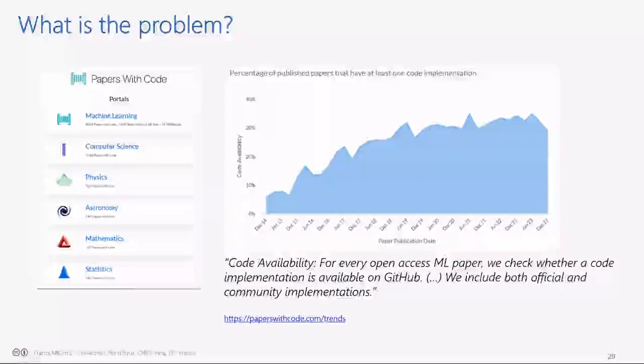The implementation might be either an official implementation, so coming from the authors, or a community implementation. And it shows that if you look, let's say, from 2019 to December 2023, so right now, it's been almost stable around 30%, which means that 70% of the machine learning papers are published without a single implementation. This is super worrying.